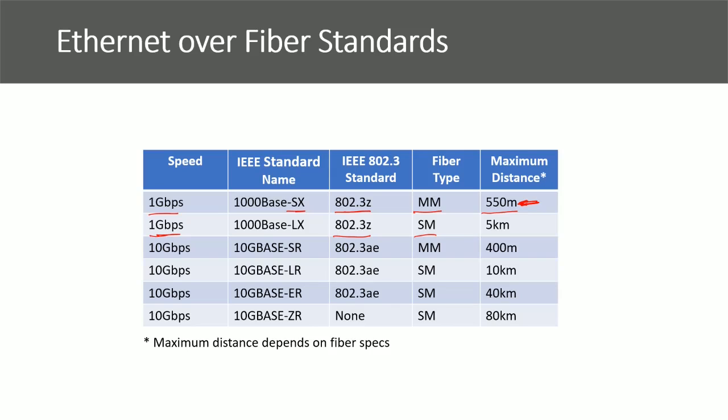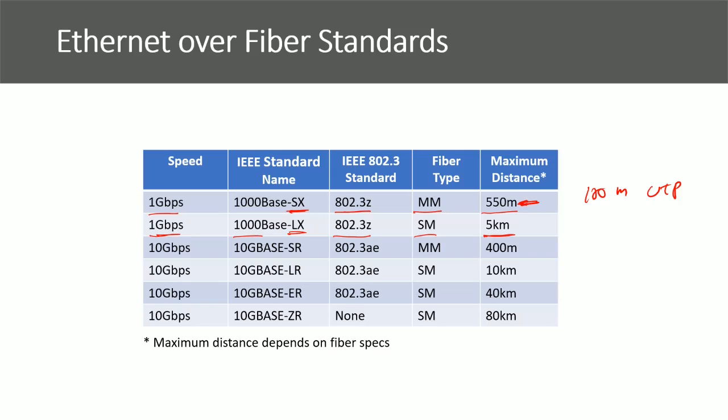The same speed, 1 gigabit per second, using the same standard can run over single mode, and in this case it is called 1000BASE-LX. Again, 1000 means 1000 megabit per second, LX means single mode, SX means multimode. And as you can see here, this single mode fiber can go up to 5 kilometers with 1 gigabit per second speed.